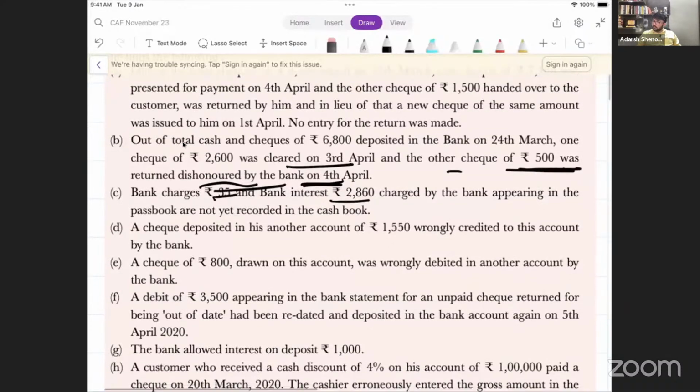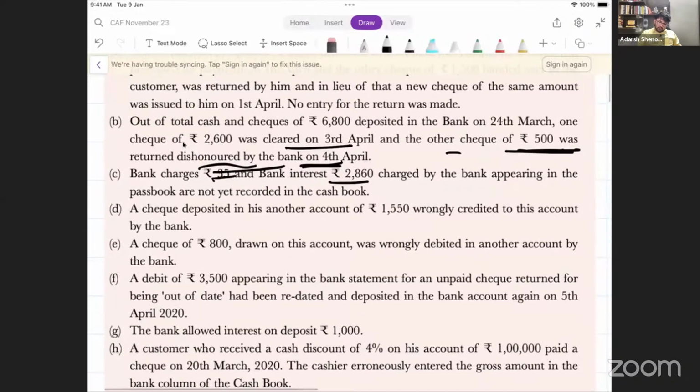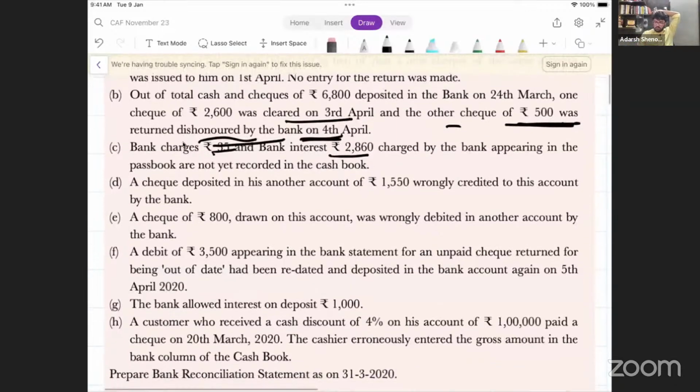Okay. Now coming back to this. A check of 800 drawn on this account. What do you mean by drawn? Drawn means what? Issue or deposit? What is drawn? Drawn means issued. Okay.